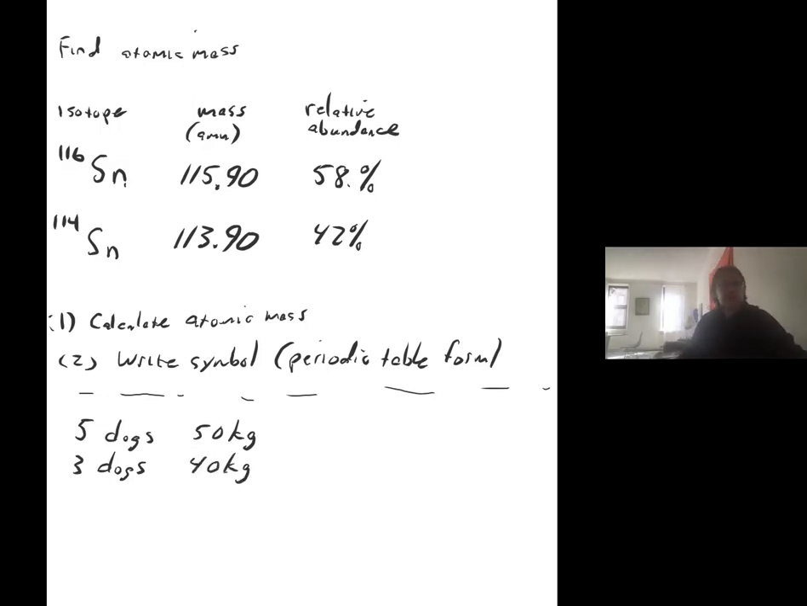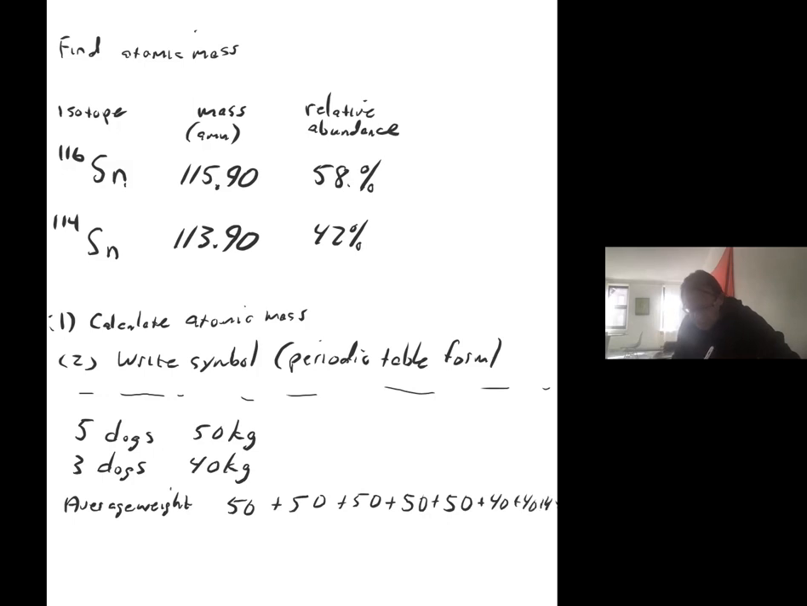Okay, so I've got a total of 8 dogs, right? So suppose I said, let's find the average weight of these dogs. Well, one way you could do that is you could just add them all up. There's 50 for the first dog, the second one weighs 50, the third one 50, the fourth 50, the fifth 50. Then we got 40 plus 40 plus 40, and there's a total of 8 dogs, right? And you could add all those up and you'd get the answer. So that'd be one way to do it.